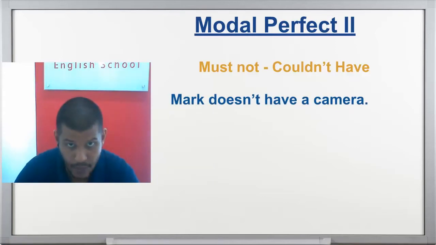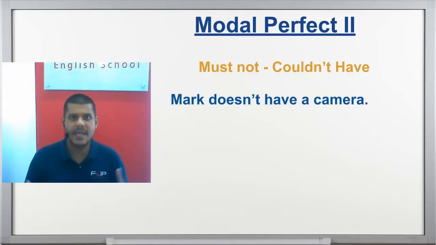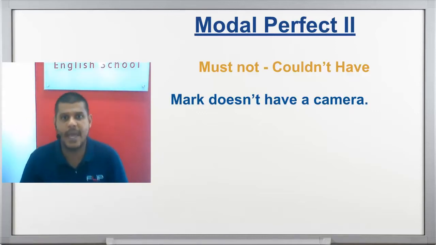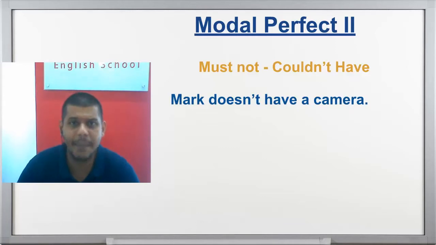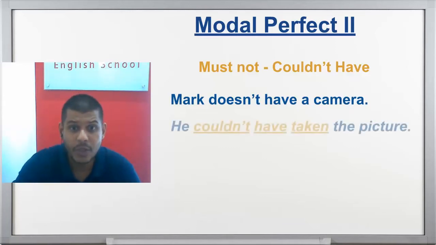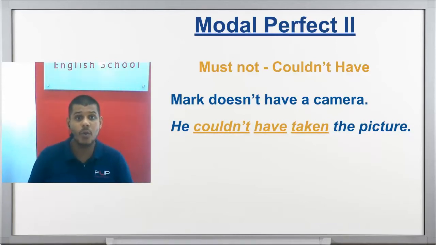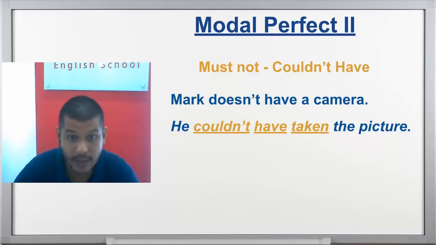Mark doesn't have a camera, right? So if Mark doesn't have a camera, I ask you, can he take pictures with his camera? He doesn't have a camera, so he can't take pictures, right? So imagine I see a picture today, and I say, look, Mark doesn't have a camera, so he couldn't have taken the picture. He couldn't have taken the picture because he doesn't have a camera. So I am almost 100% sure that it wasn't him who took the picture, right? Exactly because he doesn't have a camera, right?